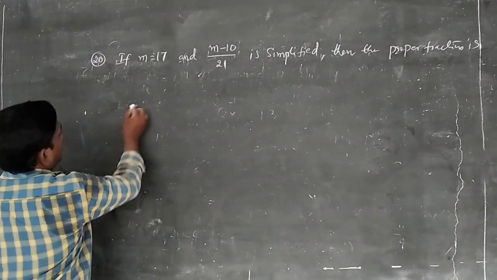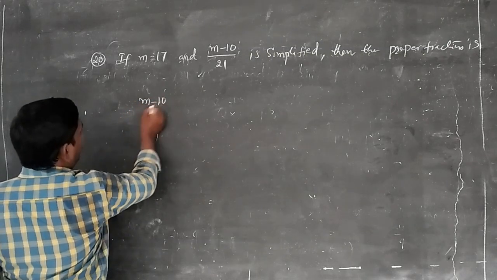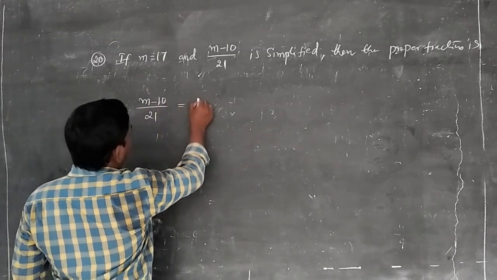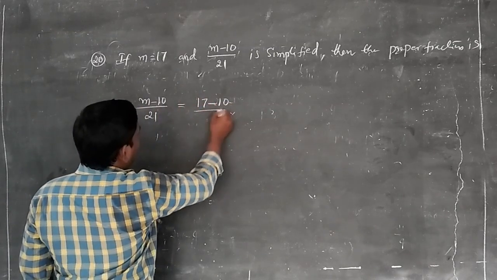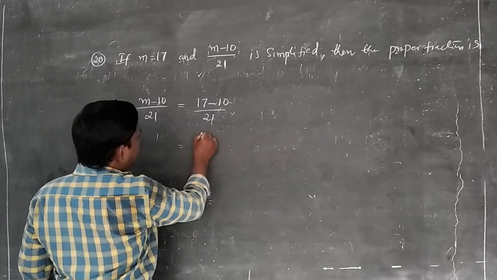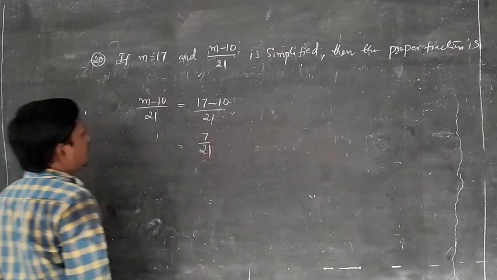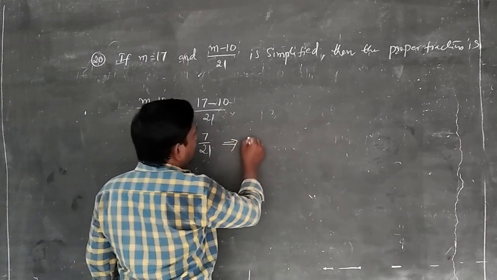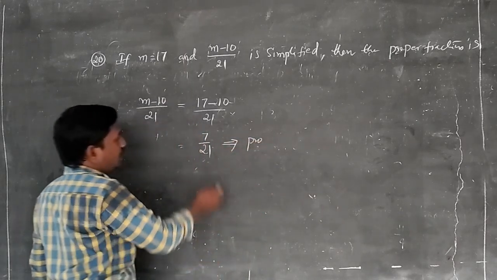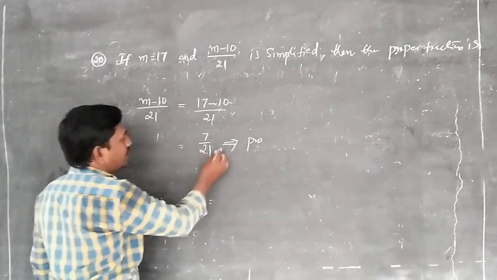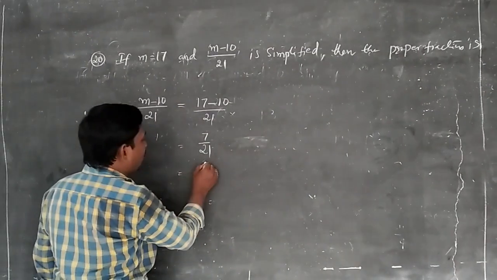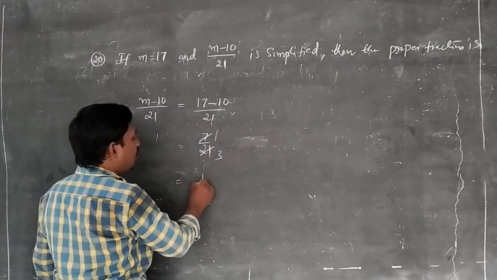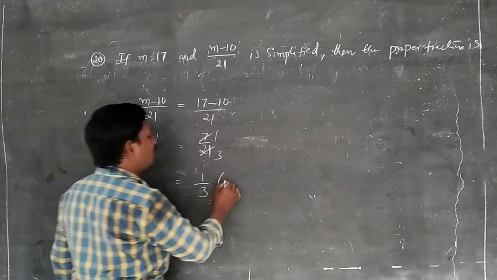Now take m minus 10 by 21, substitute 17 minus 10 by 21, that means 7 by 21. 7 by 21 is a proper fraction. Proper fraction means numerator is less than denominator. Again we have to cancel like this: 7 table, 1 time here, 3 times, that is called 1 by 3. 1 by 3 is a proper fraction.